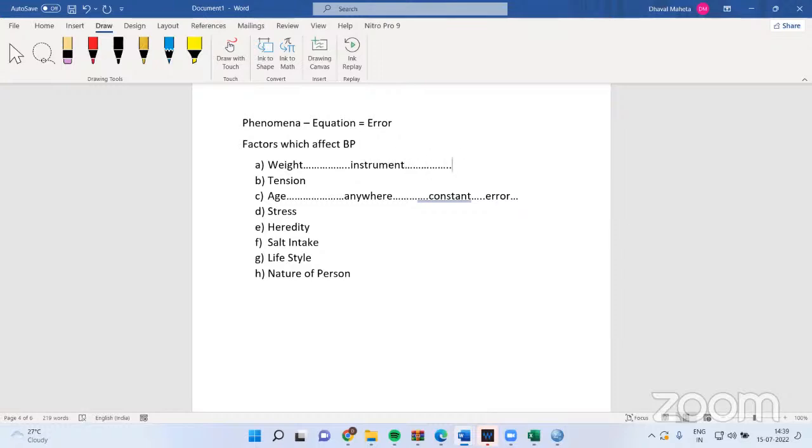The instrument error was not there in age. Now in case of weight, some instrument error has been introduced. Do you agree? Yes, sir. Okay.